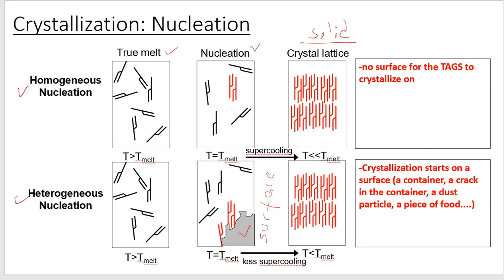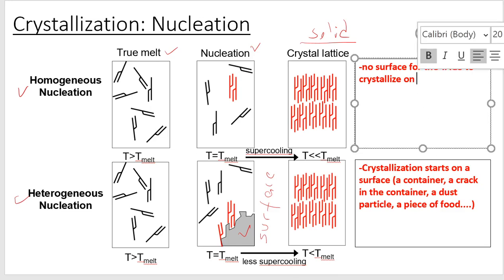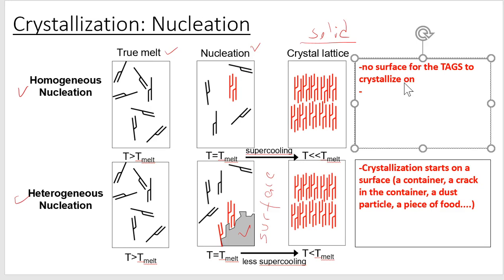In homogeneous nucleation, since there is no surface, TAG molecules, triacylglycerol molecules, have to come together. Then crystallization will start. They will form that crystal lattice. So how does this affect the energy needed for crystallization? We need much lower temperatures for homogeneous nucleation because there is no surface. There is an activation energy to form a new surface. Therefore, we need to provide more cooling to form a surface. More cooling.